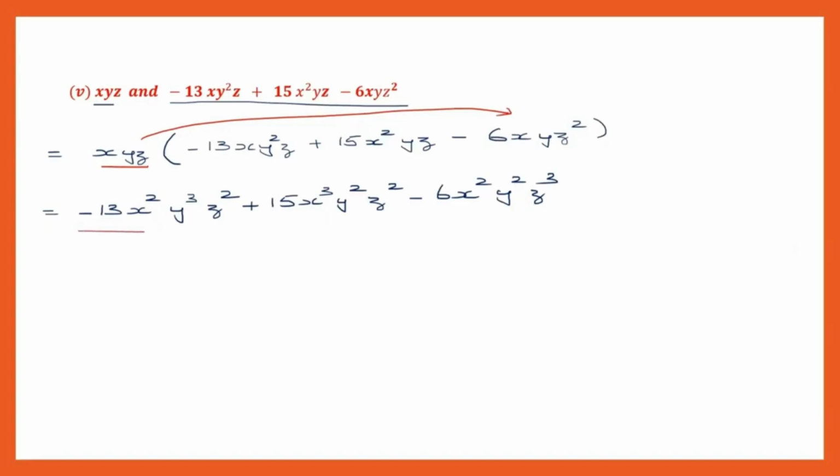So this is our final answer. Let's read it out. Minus 13 x square y cube z square plus 15 x cube y square z square minus 6 x square y square z cube.